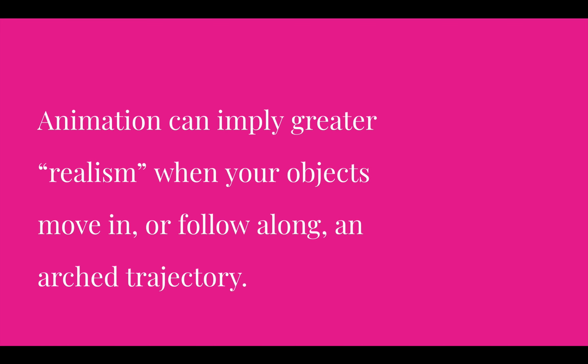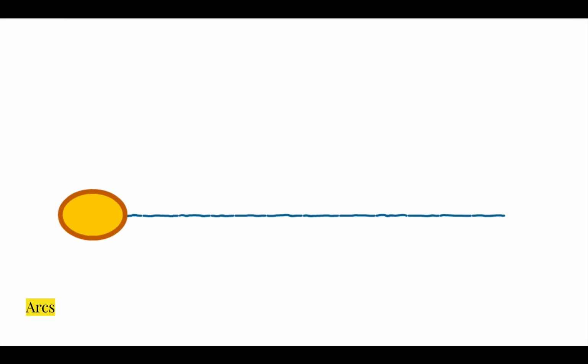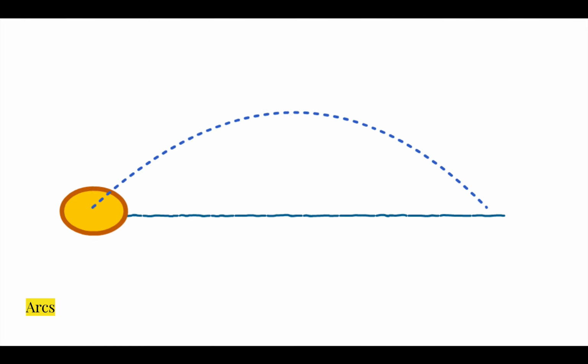This means that if your animation wants to have a greater sense of realism, the objects in it need to follow or move in an arched trajectory. Now, arcs are something that are not intuitive. You really have to observe how things move, and we very often take this for granted.